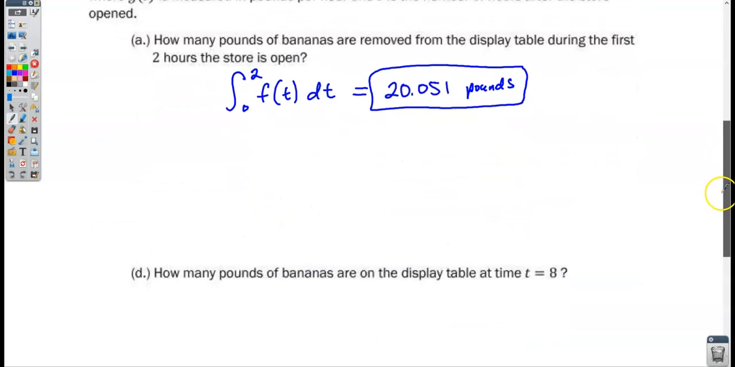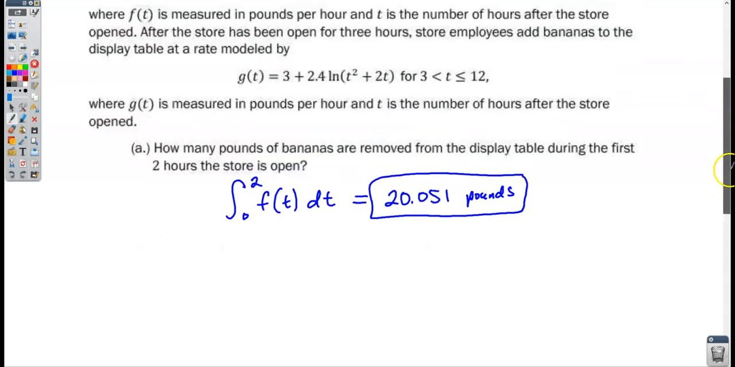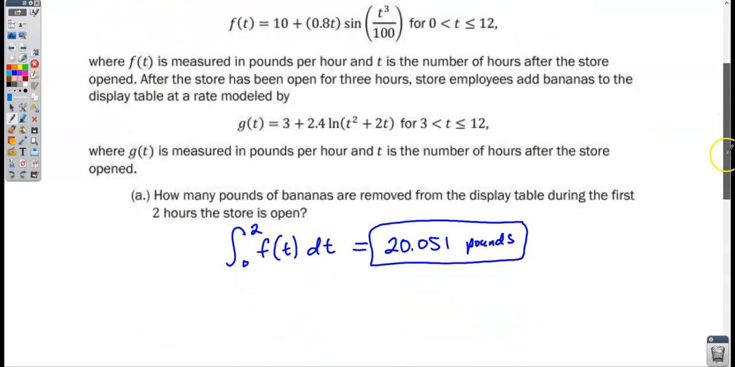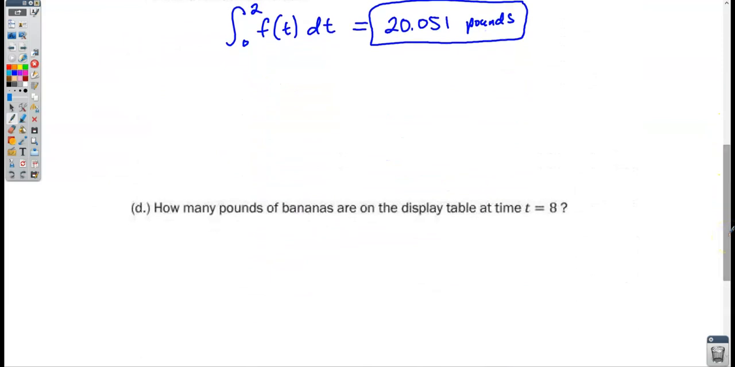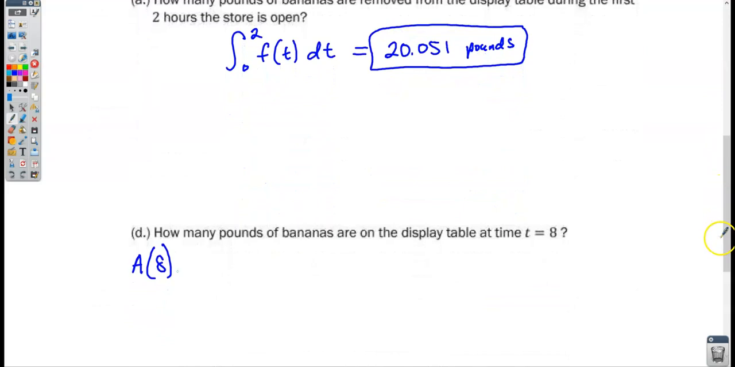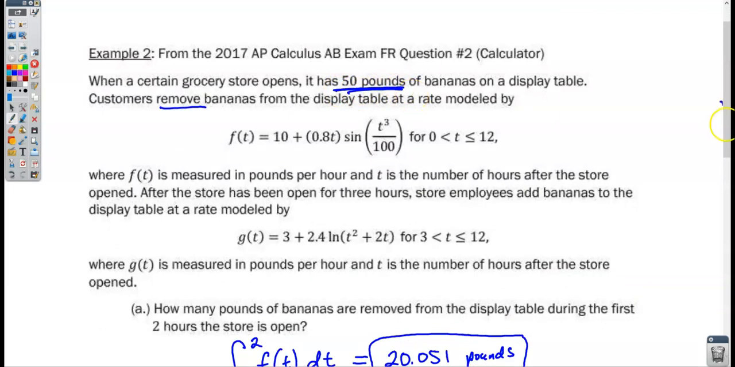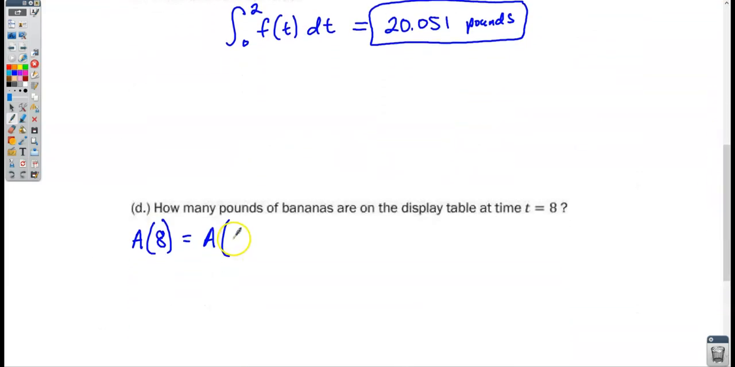And part D is where this gets interesting. How many pounds of bananas are on the display table at time t equals 8? So this is a little bit different from our basic net change idea. What we've got is we're trying to find out how many are on the table at time 8. I don't have a specific function representing the amount of bananas, but the amount of bananas at time 8 is the amount that we had before. At the beginning, there's 50 pounds of bananas. So that's at time 0.